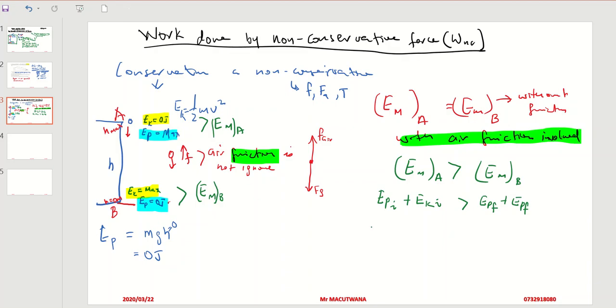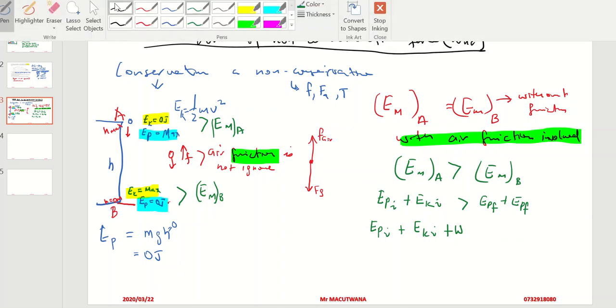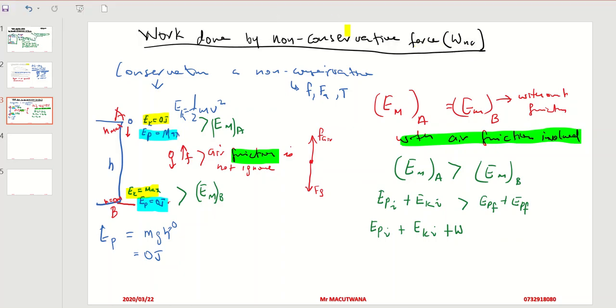So what we would rather do here is to say, okay, now that here we have our energy initially, which is bigger, let's bring in this work done by friction. If you have noticed here, I've noted that this work done by a non-conservative force will be denoted by W_NC, W for work done, then NC for non-conservative force.